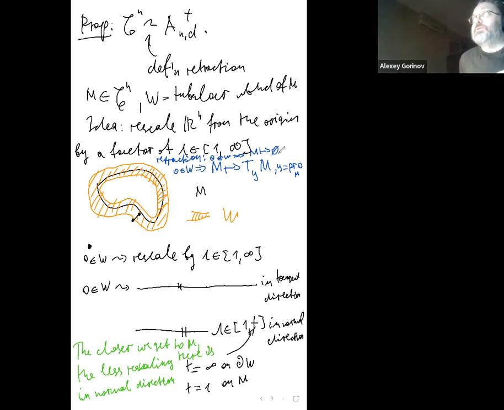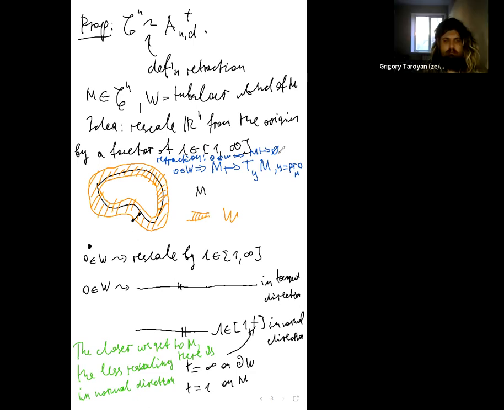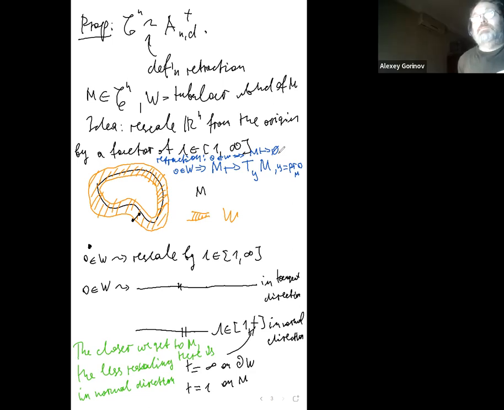Does this make any sense? Yes. Okay. Now we want to introduce a filtration on C_n.